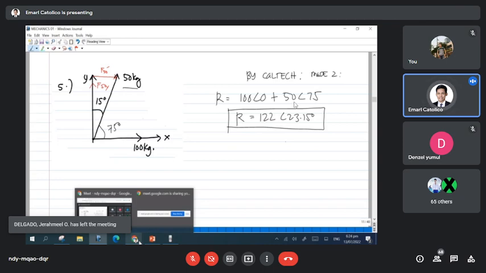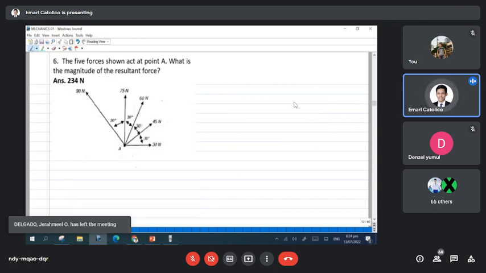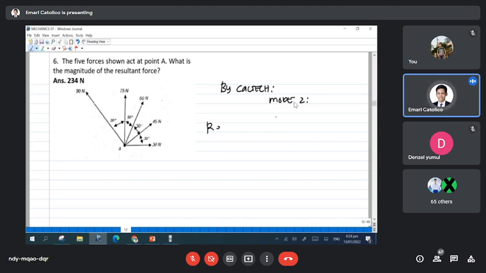Okay, next item tayo. Number 6, since marami tayong forces, hindi na applicable yung graphical method and yung sa resultant. So, Caltech na lang natin. Haba-haba yan. Caltech na lang. So, by Caltech. So, mode 2. So, resultant natin is equals to 30. Anong angle? 0. Tama. Then 45, anong angle natin? 30.